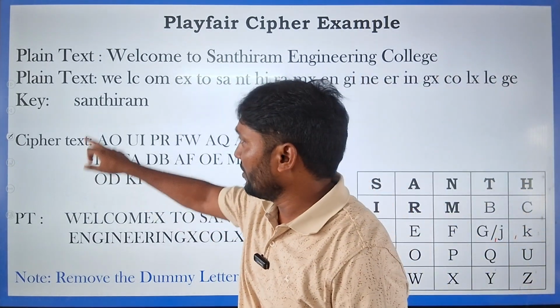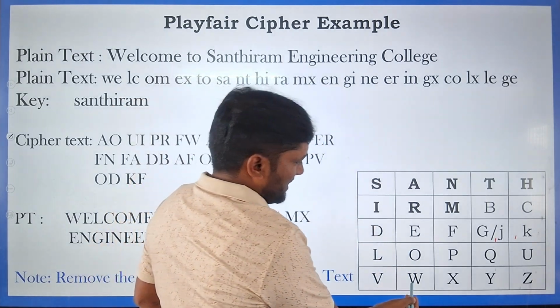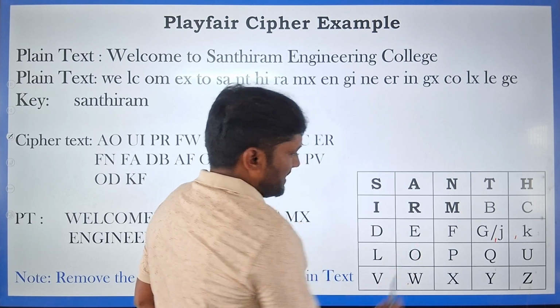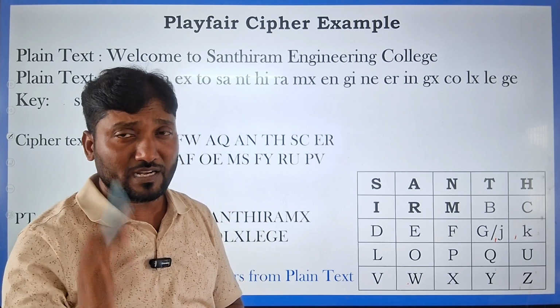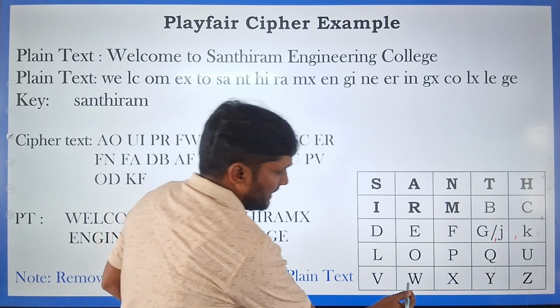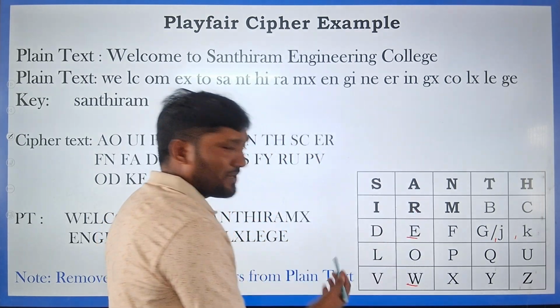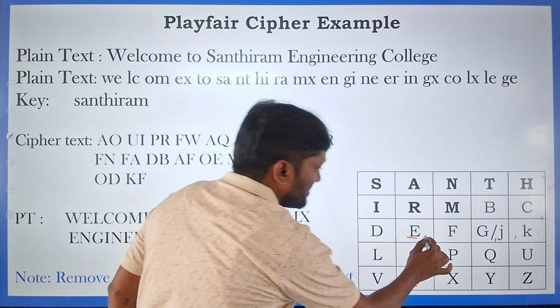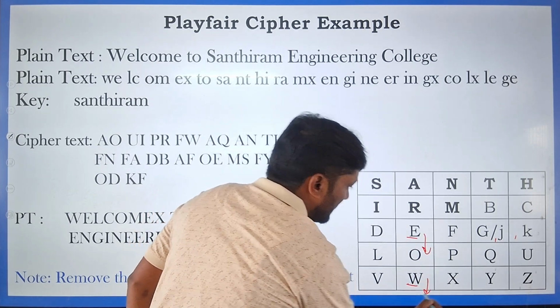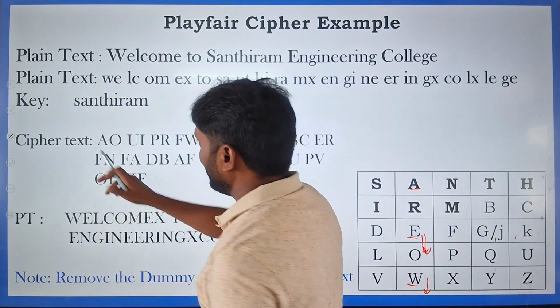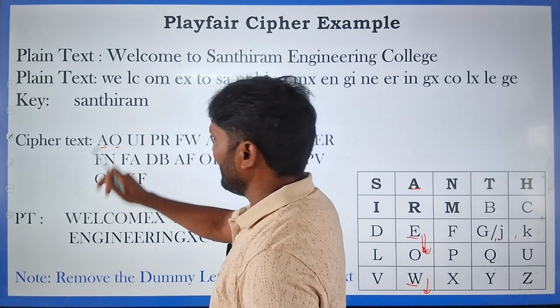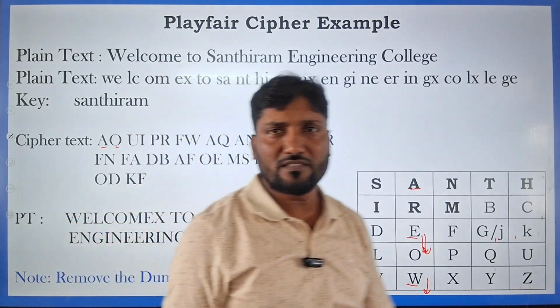And the next one is WE. Where is the W, and where is the E? Now there is a W, and there is an E. As we know, as per the second rule, if the two plain text letters are in the same column, and W and E are both in the same column, then we have to take the letters below them. W's down letter is A and E's down letter is O. So that is AO. Just like that we can generate the cipher text.